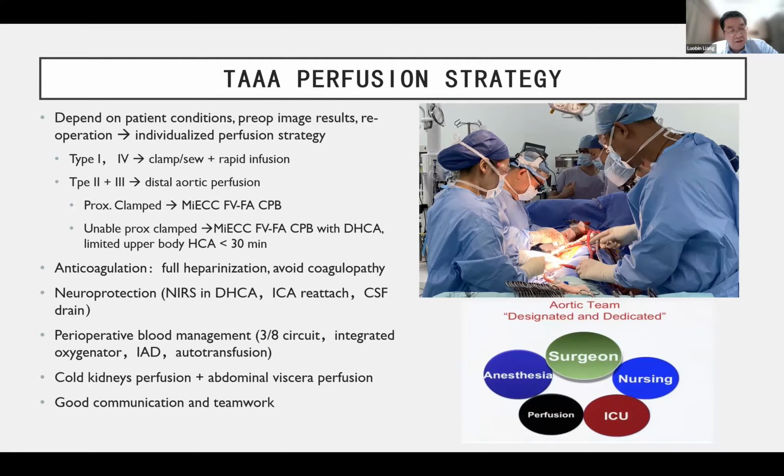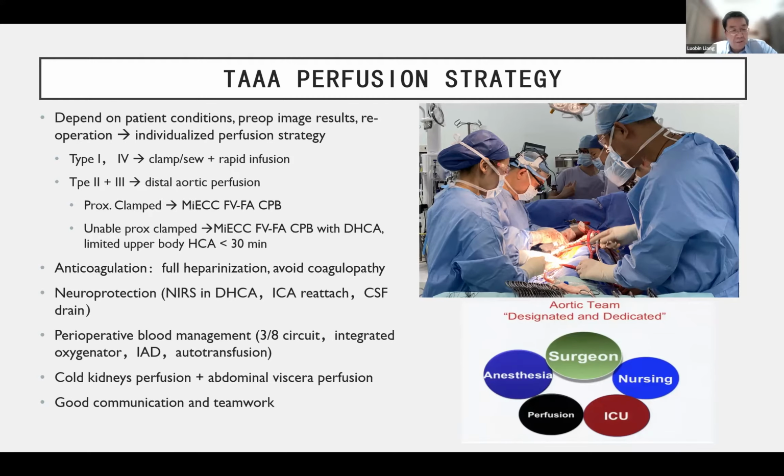For anticoagulation management, we use full heparinization. This avoids any coagulopathy, so it's easy to manage, just like regular open heart cases. For neural protection, we use a NIRS system, which is for neural monitoring in deep hypothermic circulatory arrest. We also have the surgeon reattach the intercostal arteries to prevent spinal cord injury, and during the procedure and post-op, we also use a CSF drain.